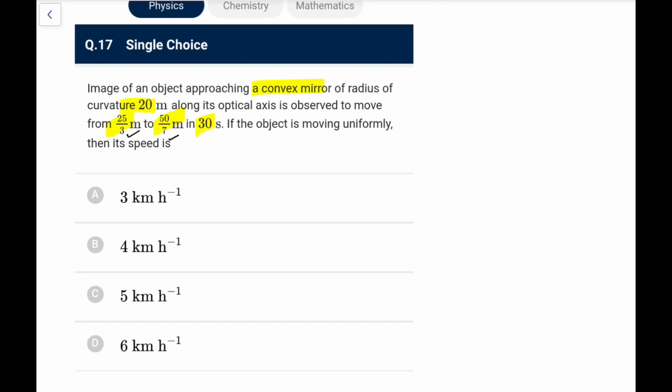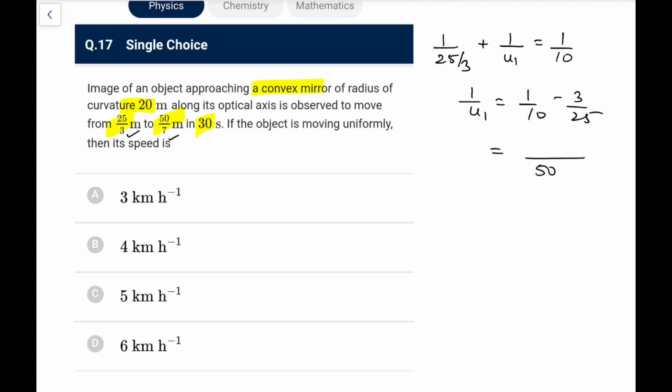So first of all, what we can do, corresponding to this, what is the object's first position? So 1 upon 25 by 3, because it is a convex mirror, so it would be a virtual image, so it would be positive, plus 1 upon u1 would be equal to 1 upon 10, because f is equal to r by 2, and because it is convex mirror, it would be positive. So 1 by u1 is 1 by 10 minus 3 by 25. This is 25 and 10, this is 50, this is 5 minus 6, so minus 1 by 50. So u1, the initial position, is minus 50, that is 50 centimeters away.